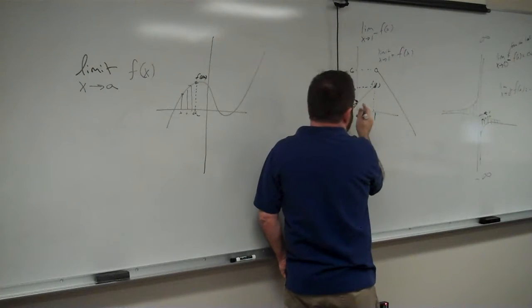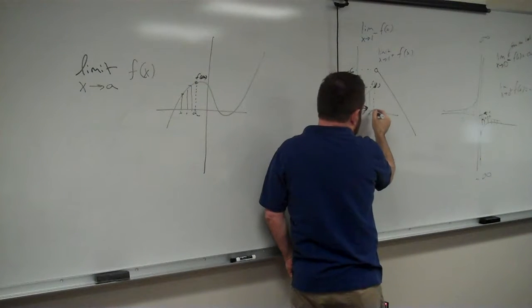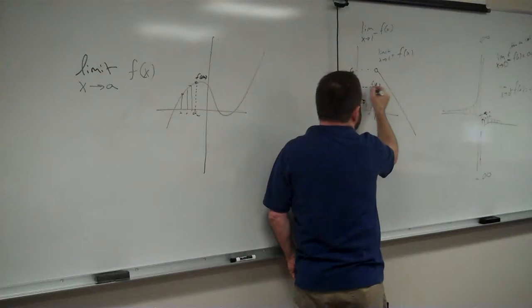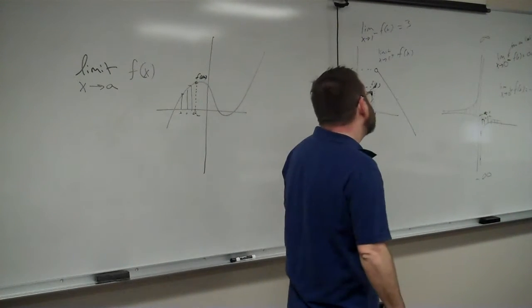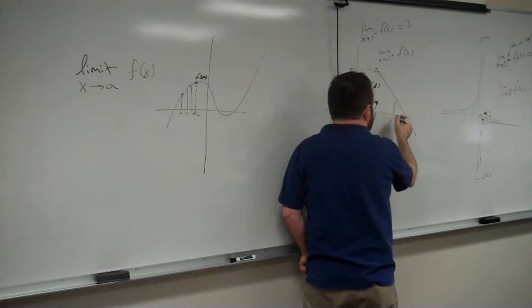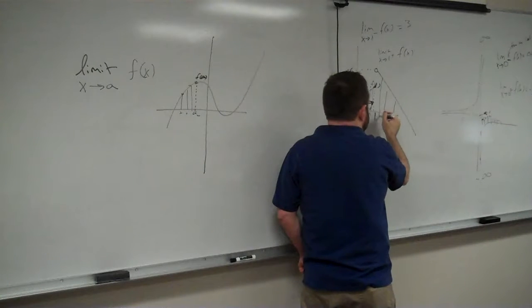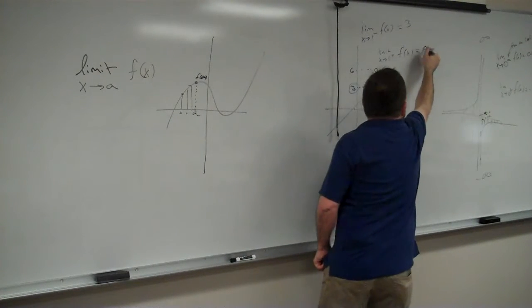If we are approaching 1 from the left, here's x, here's x, here's x. X is getting closer and closer to 1. We're going to be getting our f of x being closer and closer to 3. On the other hand, if we're approaching from the right, here's x, here's x, here's x. These f of x's are getting closer and closer to this one, which is 6.